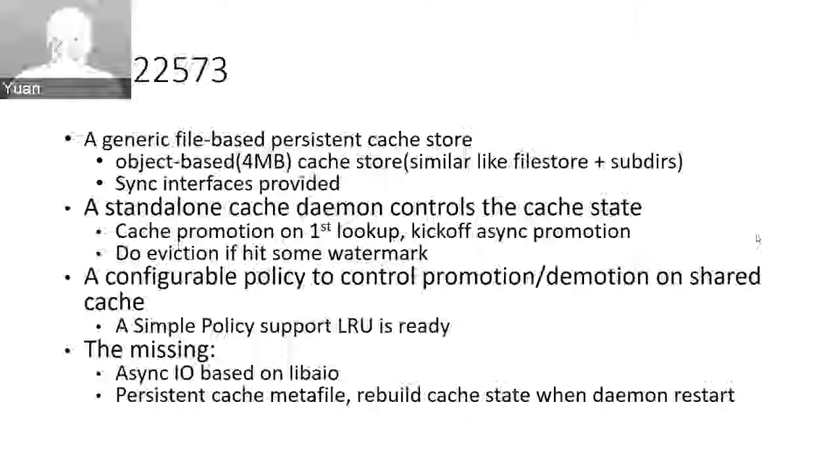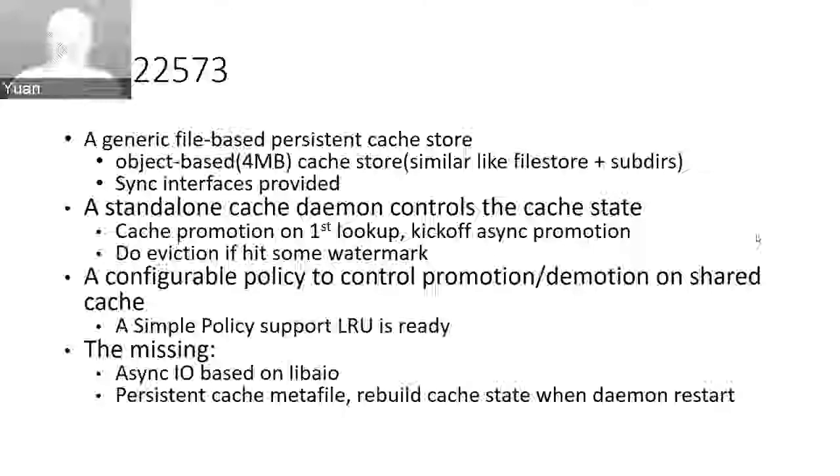And then the third one is we have a configurable policy. For now, we just have a very simple policy based on ARIU. For each read, for each lookup in the cache controller, we just update this ARIU, and then when the cache space hits some watermark, we just remove those cold objects based on this ARIU.